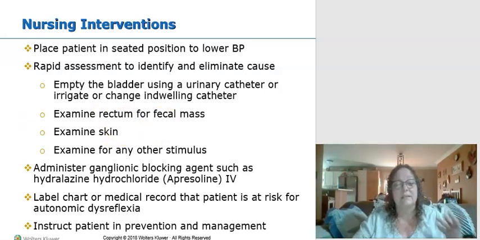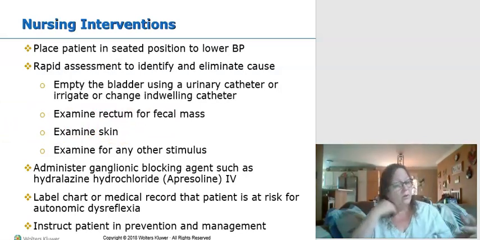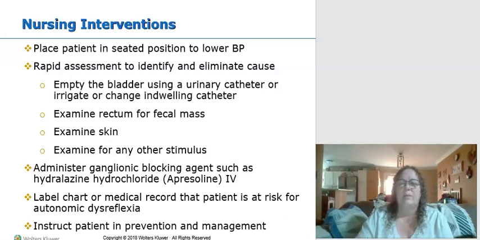Are they constipated? Is there a fecal mass? Then we'll need to disimpact, examine the skin to see if there's any. So with patients who are newly in the hospital, are our bandage, do we have a splint or traction or something that's constricting? So we want to do that. They may need to administer ganglionic blocking agents such as hydralazine hydrochloride IV.